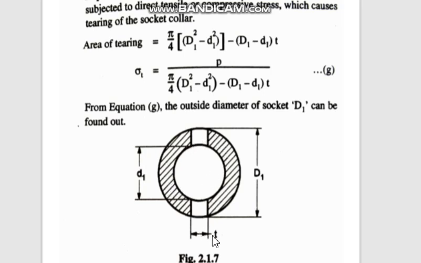And then there is a slot for the cotter. Now what is this area? This area is pi by 4 capital D1 square minus pi by 4 small d1 square, and again we have to subtract this also. This is a rectangle, so the rectangle will be (D1 minus d1) into t. So the area is pi by 4 [D1 square minus d1 square] minus (D1 minus d1) into t. You should know how to find out these areas.